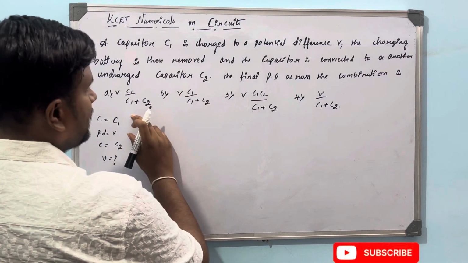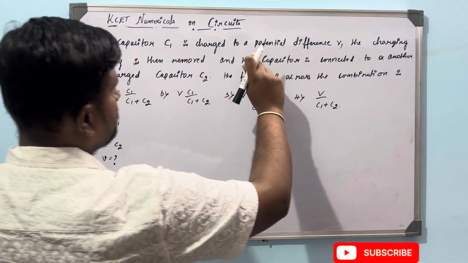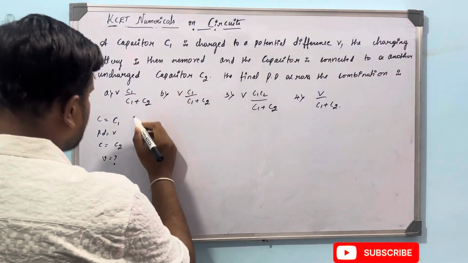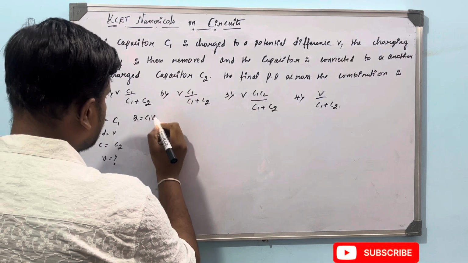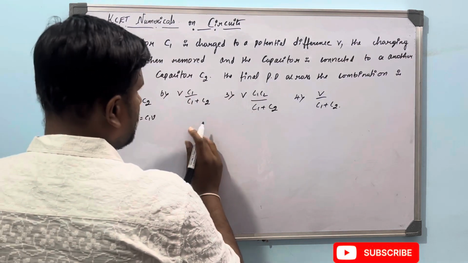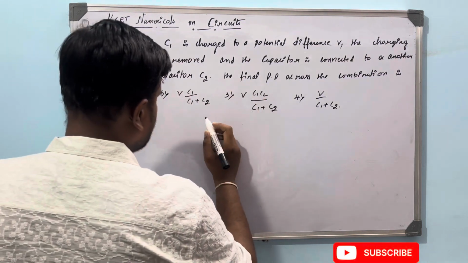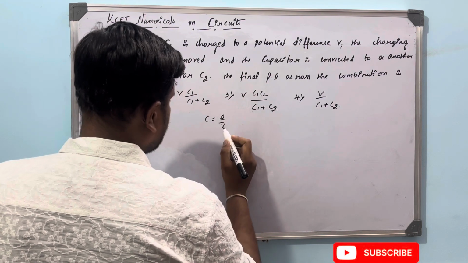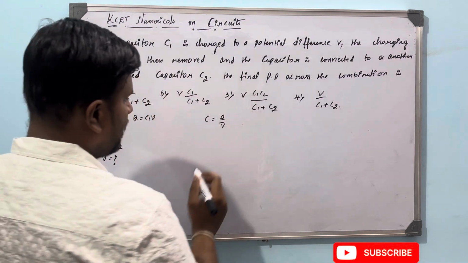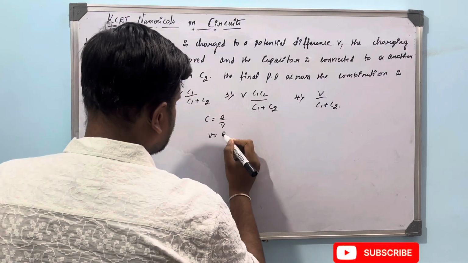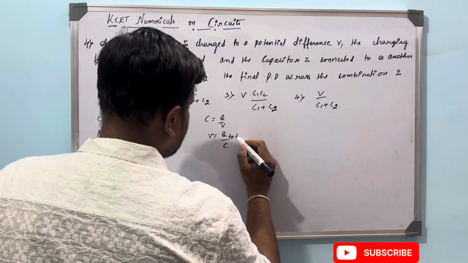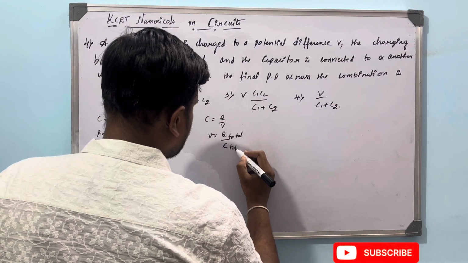So initially they are connected to the battery, so that's why it has a charge. What is the charge value? Q is equal to C1 into V, okay. Now in order to calculate the final potential difference, we know that C is equal to Q divided by V, right? Here I need to calculate the potential. Now potential becomes charge divided by C, so we need to calculate Q total divided by C total.